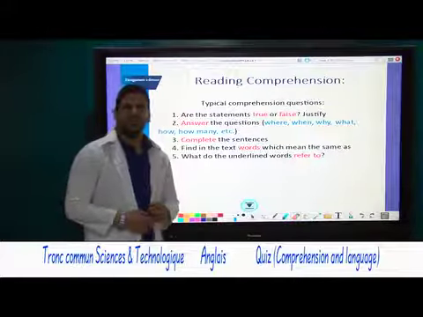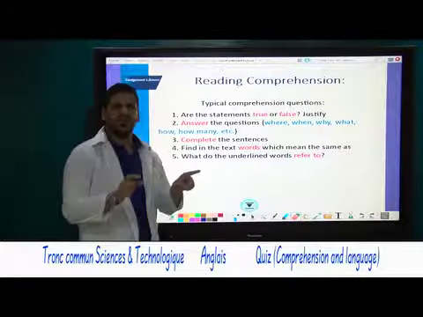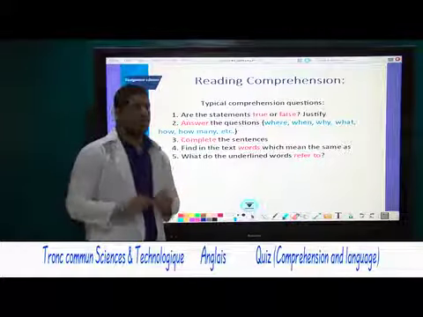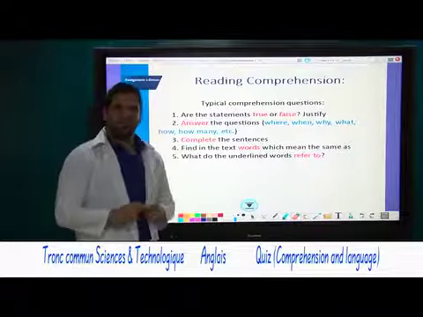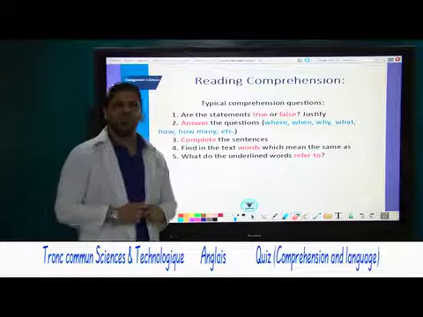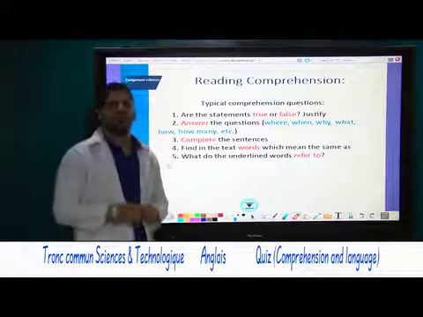Number 4, find in the text words which mean the same as. Here, you need to find a synonym. It means a word that means the same thing. And for this, you have to be careful. If you are given a verb, you need to find a synonymous verb. If you are given a noun, find a synonymous noun.